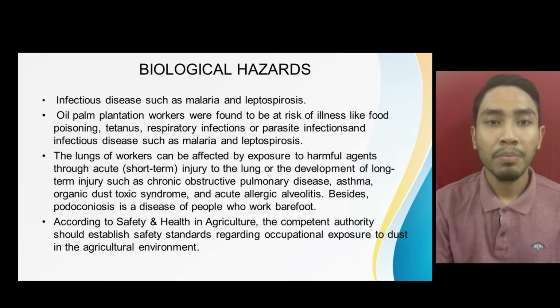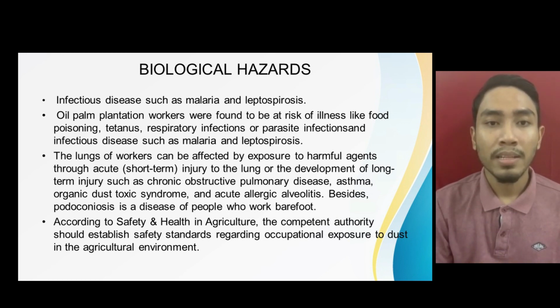In addition, plantation work involves the generation of a variety of dust that presents potential hazard to the health of workers. This includes dust and other particulate matter, zoonosis, bites and stings, as well as vector-borne disease. The lungs of workers can be affected by exposure to harmful agents, leading to acute short-term injury to the lung, or the development of long-term injuries such as chronic obstructive pulmonary disease, asthma, organic dust toxic syndrome, and acute allergic alveolitis.